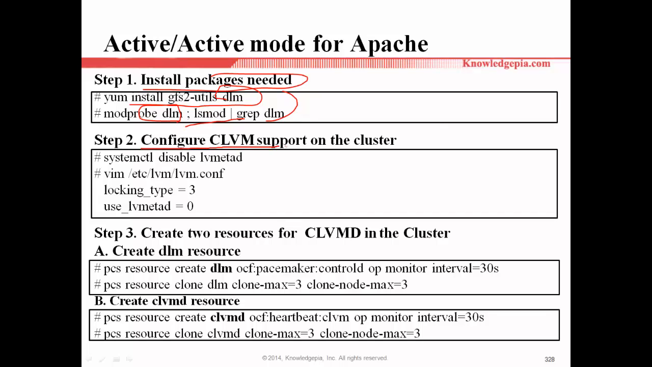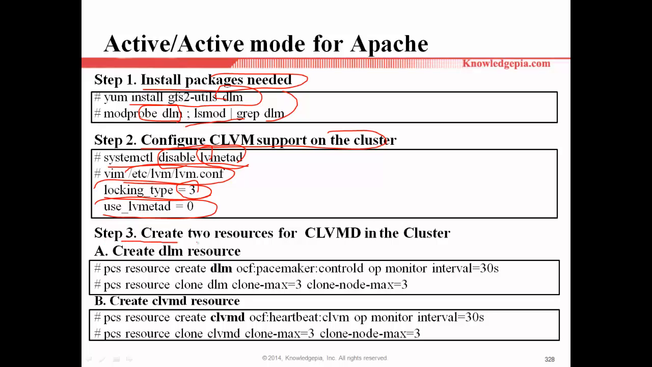Step 2, configure CLVM support on the cluster. To use the CLVM daemon on each cluster node, we need to configure these things. First, use systemctl to disable the LVM metadata daemon, and open the file /etc/lvm/lvm.conf. Here, for the clustering environment, we need to set the locking type to number 3, this one, and disable, as I already told you, the LVM metadata daemon.